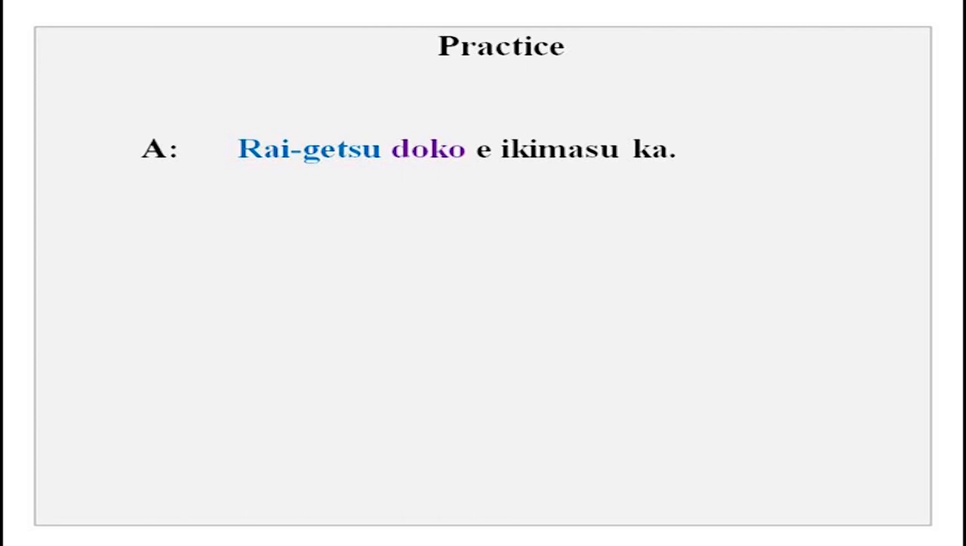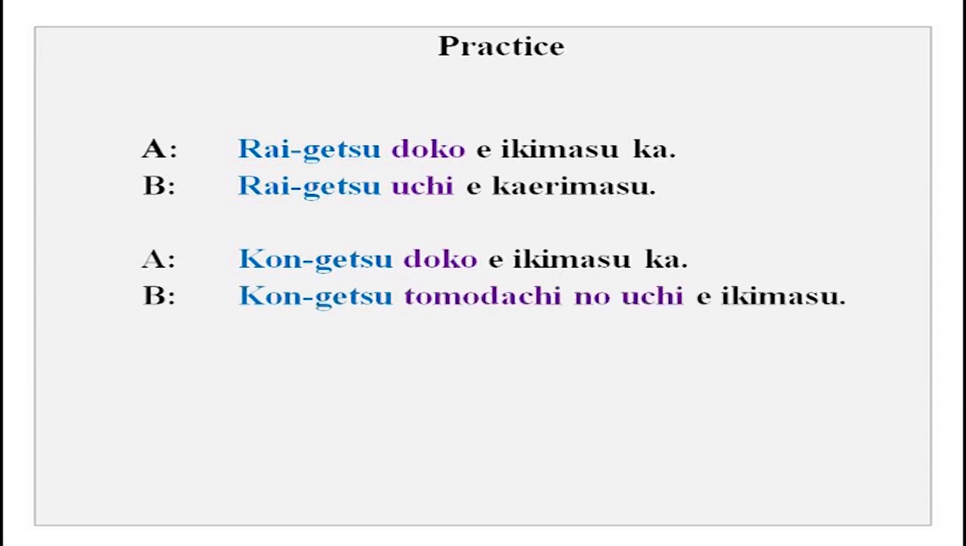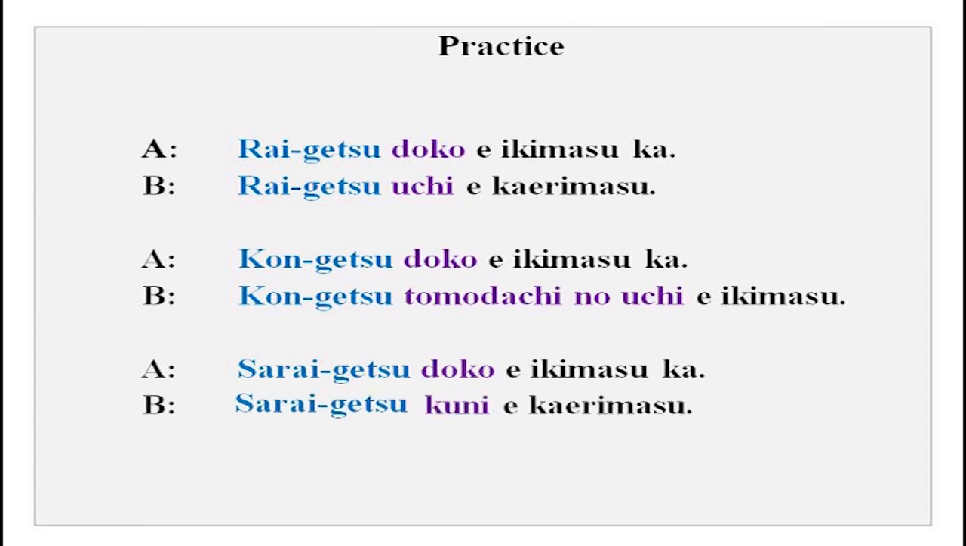Raigetsu doko e ikimasu ka? Raigetsu watashi wa uchi e kaerimasu. Kongetsu doko e ikimasu ka? Kongetsu tomodachi no uchi e ikimasu. Saraigetsu doko e ikimasu ka? Saraigetsu kuni e kaerimasu. Kuni is country, so I will return to my country.